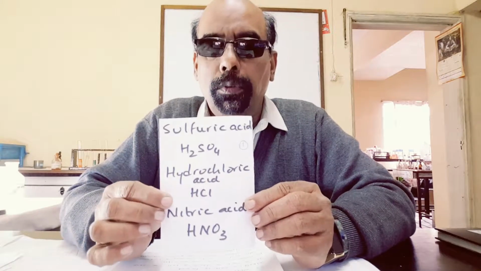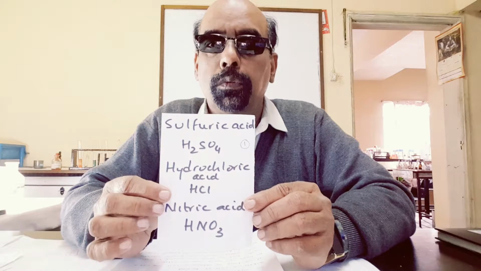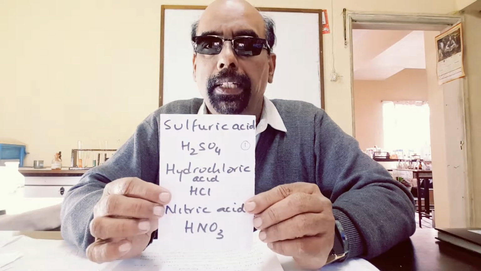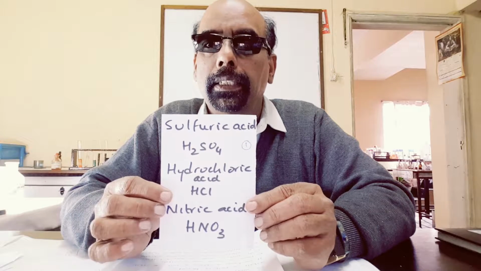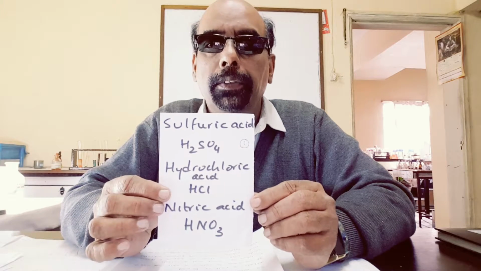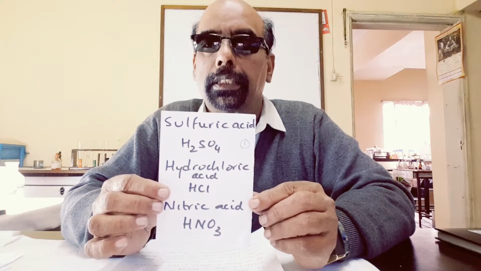Before we understand what salts are, we have to understand what acids are and what alkalis are. Some examples of acids are sulfuric acid, H2SO4, hydrochloric acid, HCl, and nitric acid, HNO3. So the formula of an acid should be known. H2SO4 contains sulfate. Hydrochloric acid, HCl, contains chloride. Nitric acid contains nitrate, NO3.